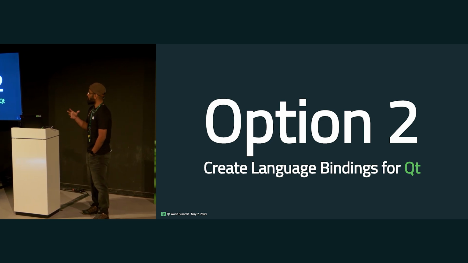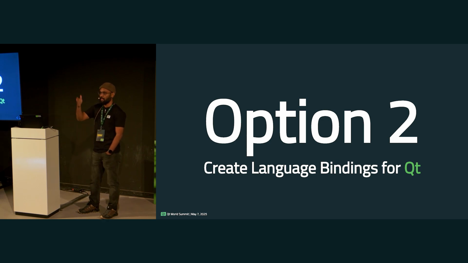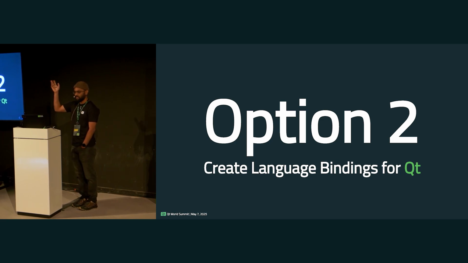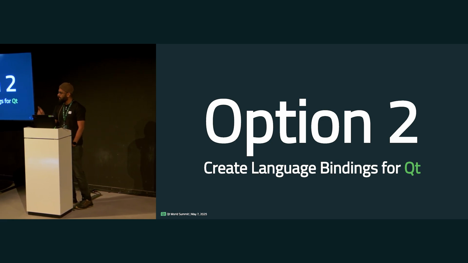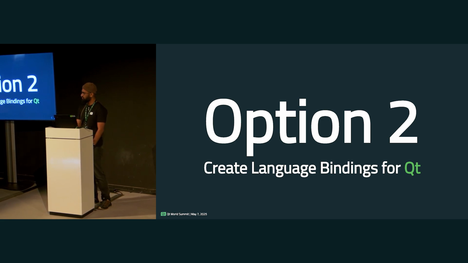For those of you who don't know what a language binding is, a language binding is the process of exposing an API in one language to another language by a wrapper layer in between them. For example, PySide. Who here knows about PySide? Good. PySide is the official Qt Python language binding. So, coming back to option 2, why create language bindings for Qt?